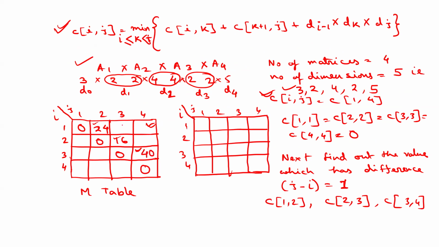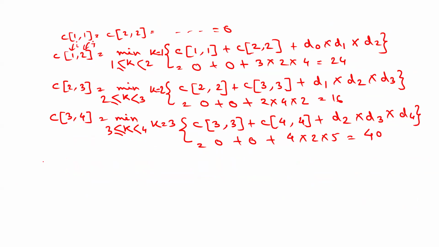Next we calculate the cells where j minus i equals 2. That means this one and this one. So first we calculate the cell C13. Here the k value lies between 1, greater than or equal to 1 and less than 3. So here there are two values of k.